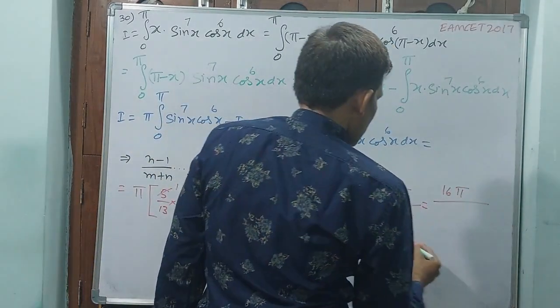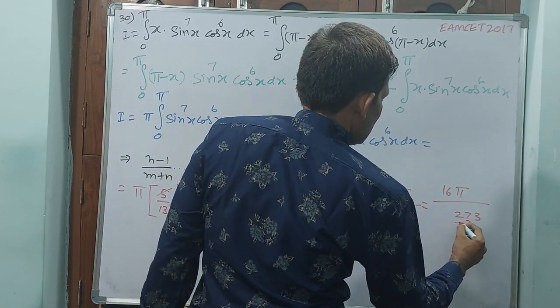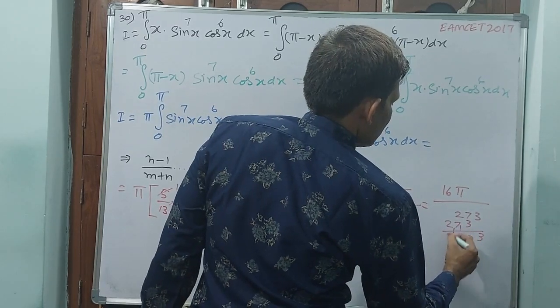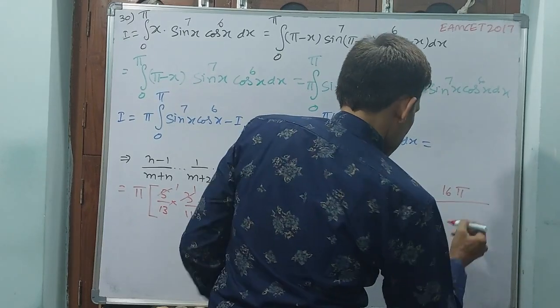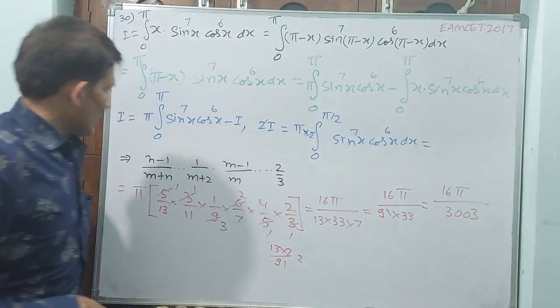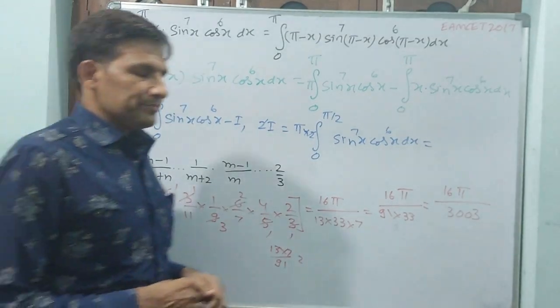3 ones are 3, 3 nines are 27, 3 7 2, 3 10 10 3, 3033. Yes, 3003. Yes, correct. The answer is correct, 3003. Okay, this is the answer.